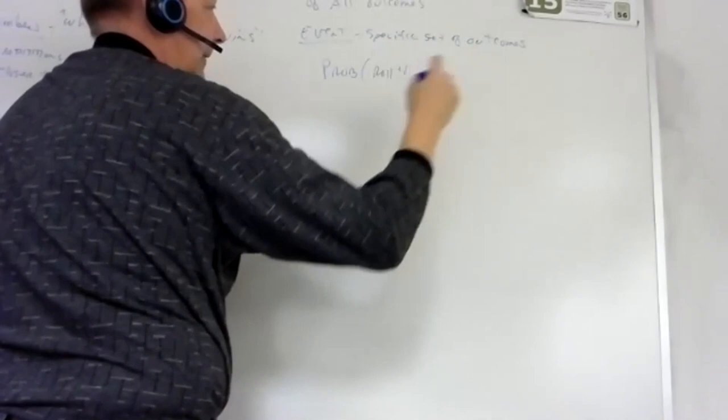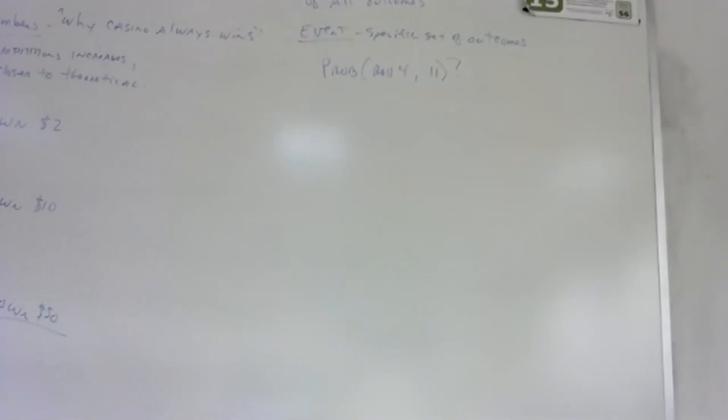Okay. So for example, I always love to do this on a test because students are too lazy and they don't want to get the right answer. I always write the right answer. I always make out the sample space. Let's say that I wanted to know what's the probability that I roll a 4 or an 11 on a die. Now some of you, if you play craps a lot, you might know that. I don't know that. Okay.